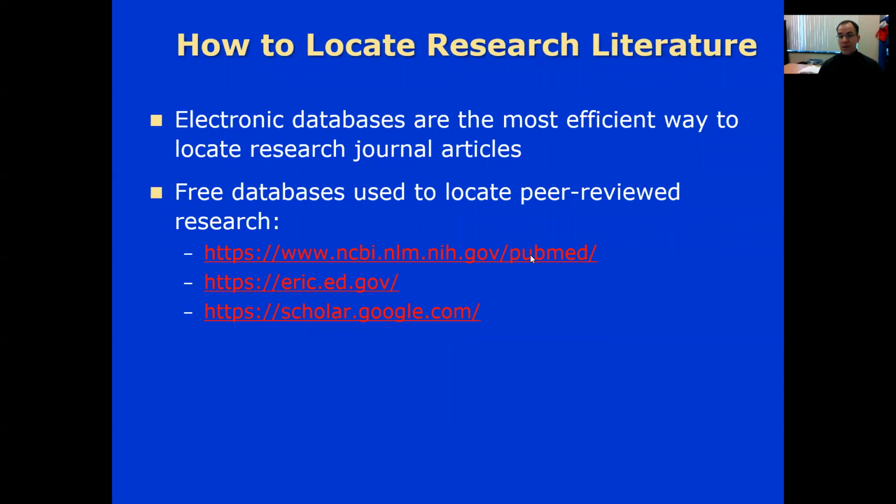So the question is, how do you actually locate the research literature, these manuscripts, these journal articles? Well, electronic databases are the most efficient way to locate these articles. And luckily for us, there are some free databases used to locate peer-reviewed research. There's PubMed, for example. There's ERIC, and there's also Google Scholar. Typically in our field of health sciences, PubMed tends to be the most broad and most focused for our field. And in just a moment, we'll give you a tutorial on how to search through PubMed.